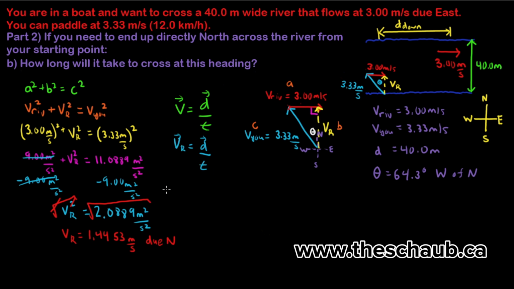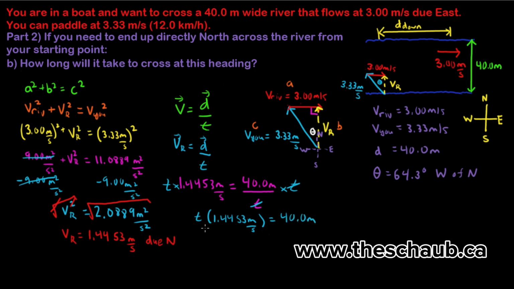Substituting numbers, our VR is what we just found, 1.4453 meters per second. And this is equal to the width of our river, our displacement across the river, 40.0 meters, divided by the time we're looking for. We need to get our variable of the time to the top. So we multiply both sides by t. So on this side, our t divided by t is equal to 1. And on this side, we're left with t multiplied by 1.4453 meters per second is equal to 40.0 meters.